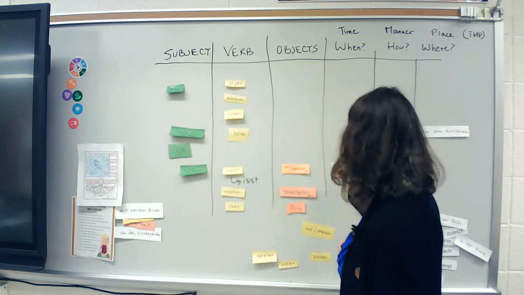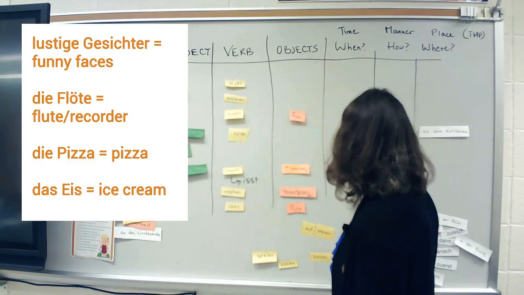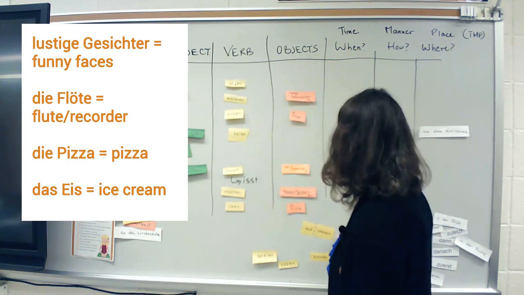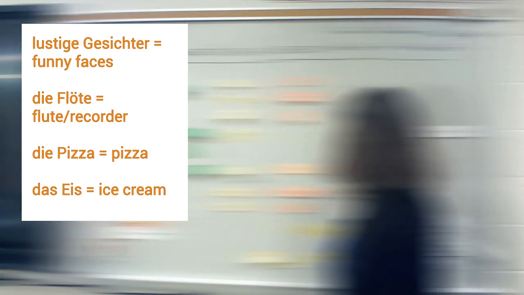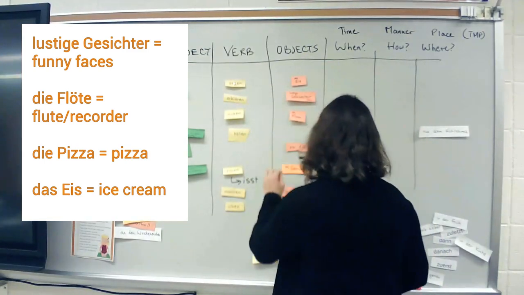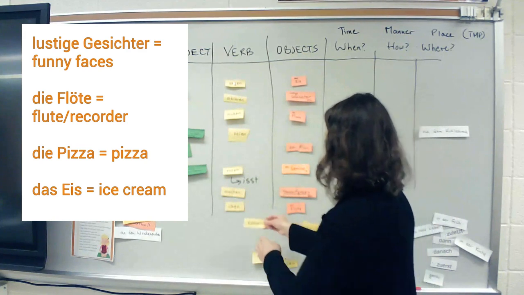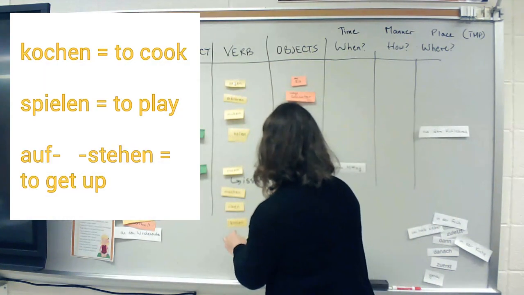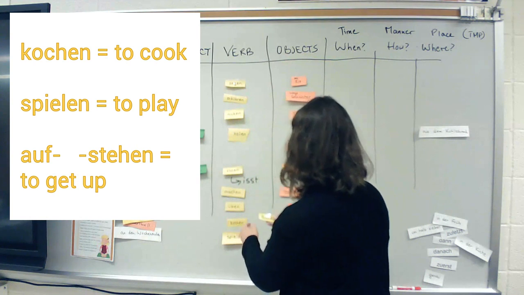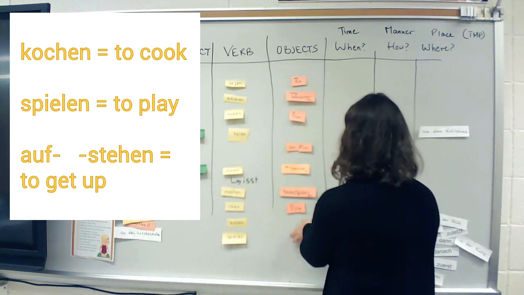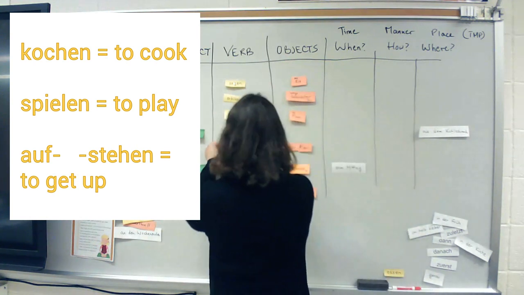And then we've got some other words. These words are going to come in later. I'm just going to stick them up there. You can write them on your chart already. All right, and then we've got some other verbs. Kochen, spielen. Oh, we already had S in there. Okay, we had it 2 times. And then this one, aufstehen.